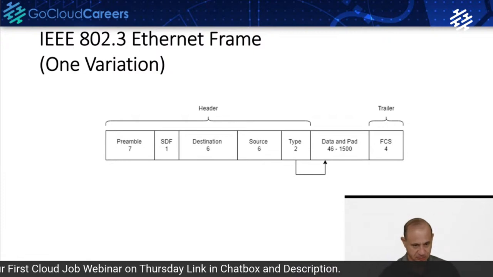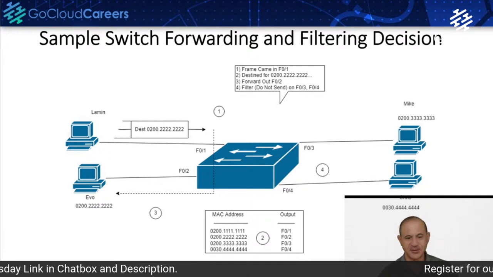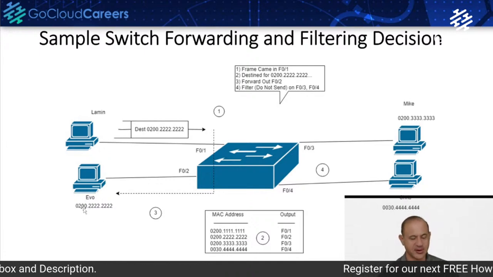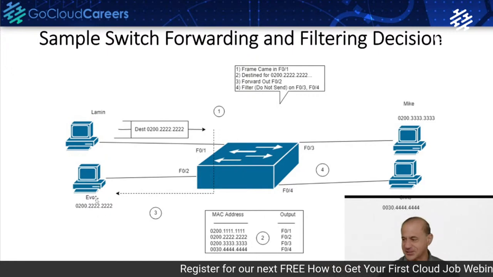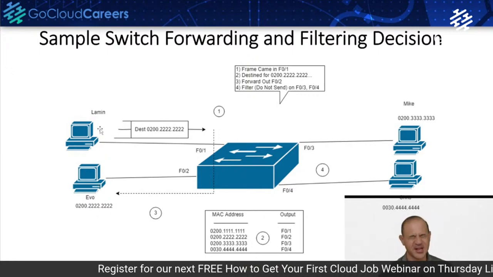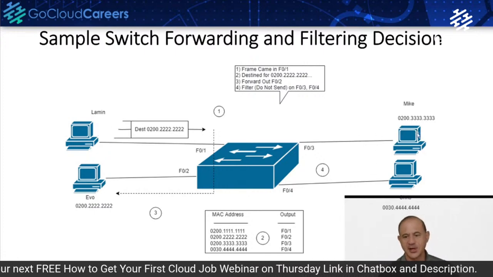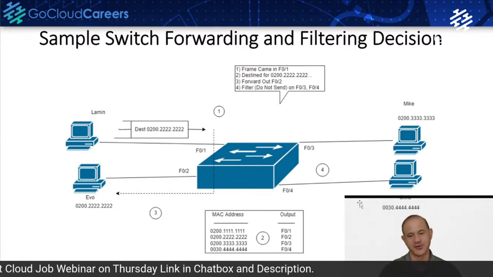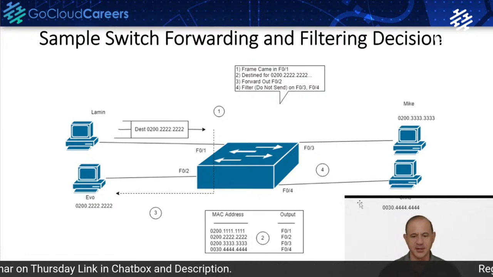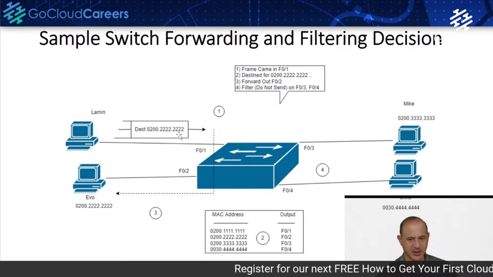So let's walk through typical switch forwarding. Let's say we've got Eva Doikia over here, who I like to call Eva, even though it's not her real name. I just like to call her that, and she's super awesome. We've got Laman, who's a fantastic network engineer over here. We've got me over here, and we've got Chris over here. So what's going to happen in the switch if Laman wants to speak to Eva Doikia? He's going to send the frame.